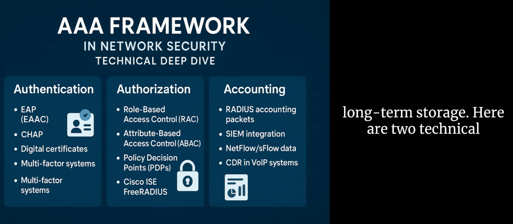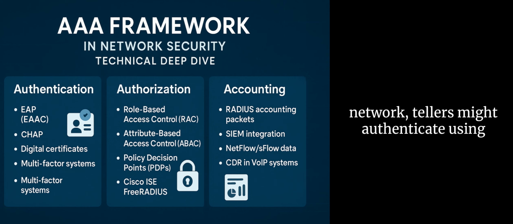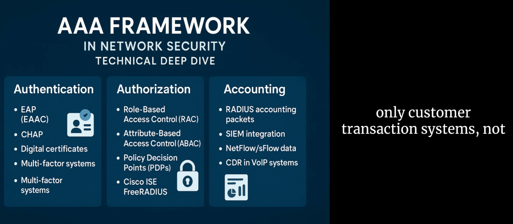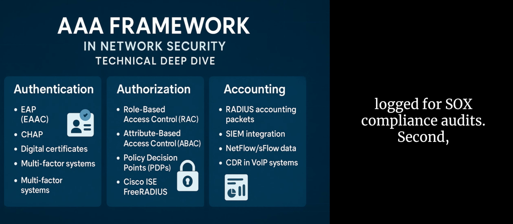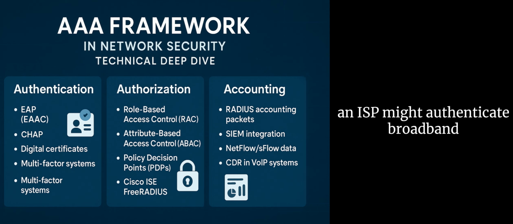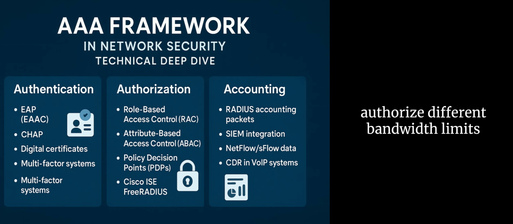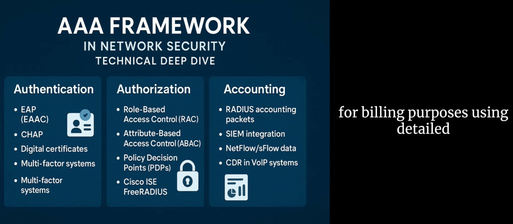Here are two technical real-world examples. First, in a banking network, tellers might authenticate using smart cards, get authorized to access only customer transaction systems, not back-end servers, with all their activity logged for SOX compliance audits. Second, an ISP might authenticate broadband customers using PPPoE with RADIUS, authorize different bandwidth limits based on service plans, and track usage for billing purposes using detailed accounting records.